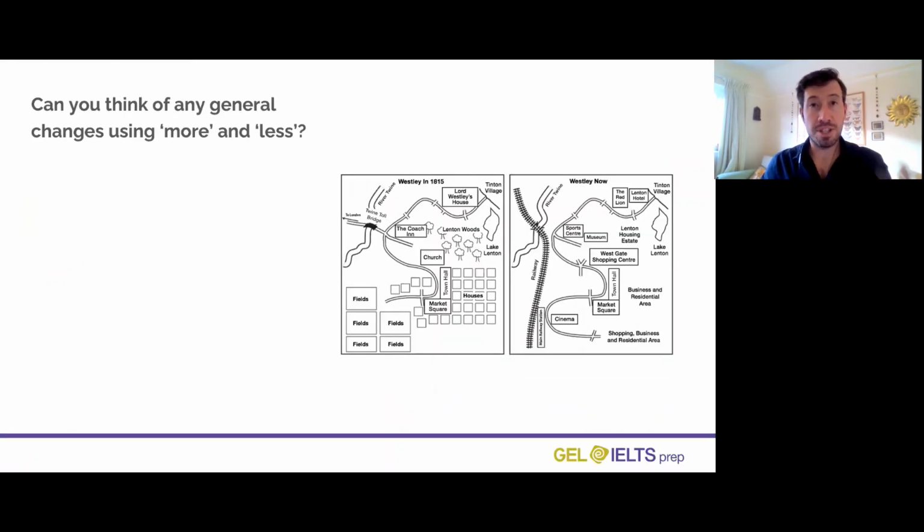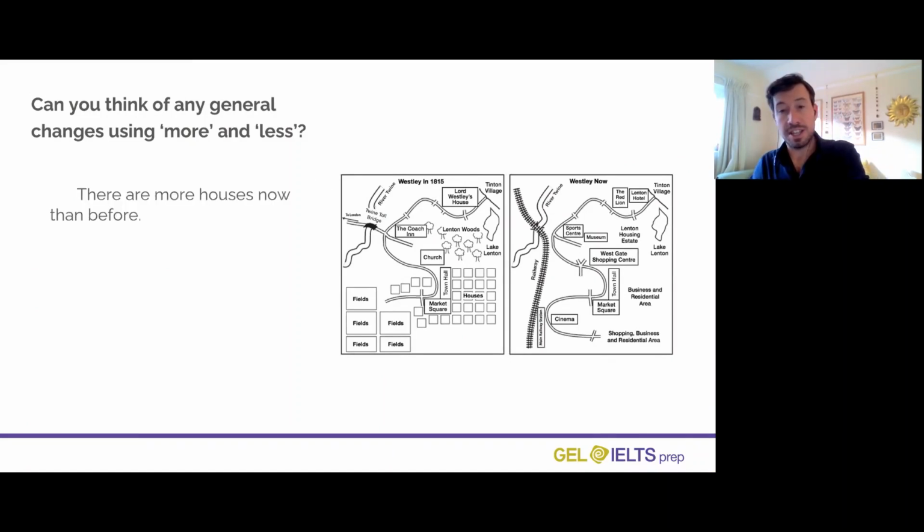So let's look at putting those into sentences. Well, the first one we could use is this. We could say, there are more houses now than before. And this is using that structure that we looked at earlier in the class. So there are plus more, plus a noun. This is a plural noun, which is why we're using are. And then the X and the Y, the two things we're comparing, now and before. And of course, we need that linking word than. So this is one of the ways of comparing things.